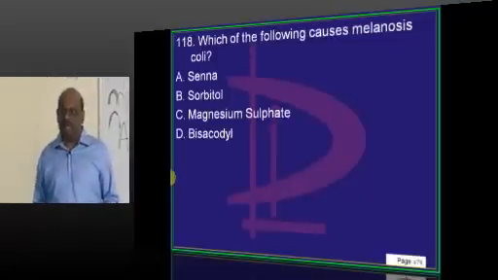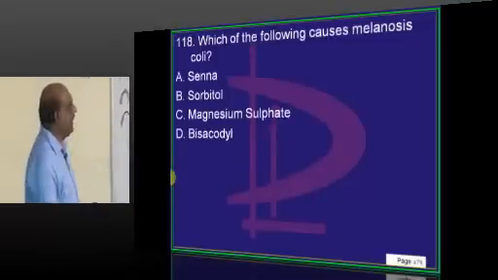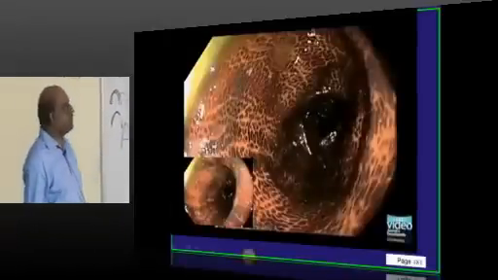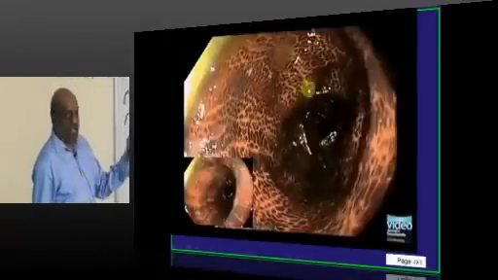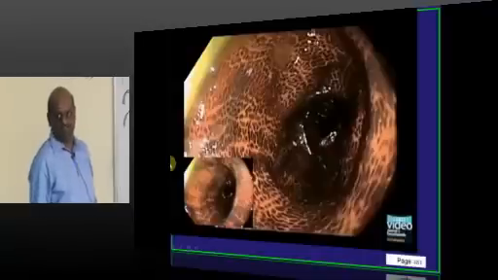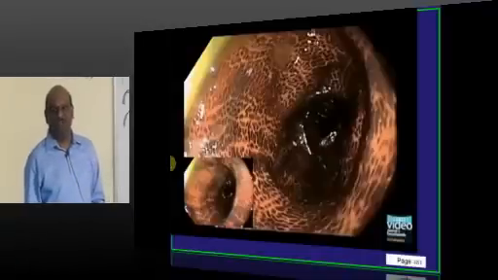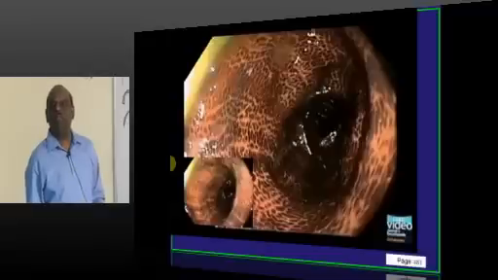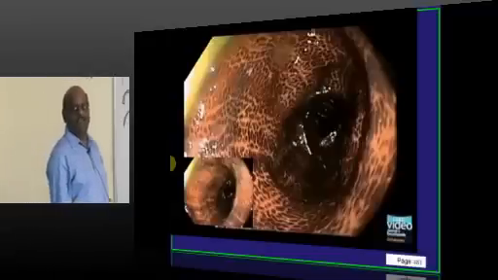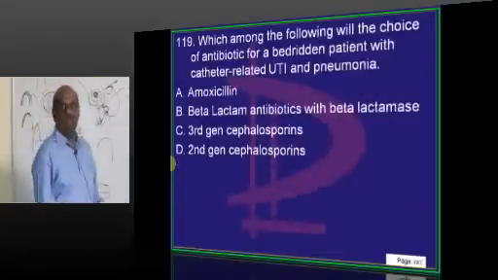Melanosis coli. Which laxative abuse will lead to melanosis coli? Senna. Then endoscopically, if you look at the colon, all that pigmentation comes in those who regularly use senna. You have seen the movie Piku, right? Piku, Amitabh Bachchan's movie. So melanosis coli, you can remember that.